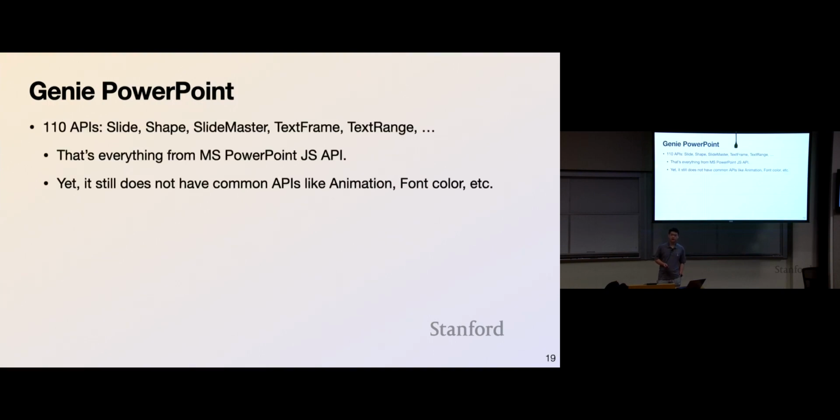So we built this Genie PowerPoint app. It has 110 APIs involved, and those 110 APIs can then be composed together to solve a lot of different user requests.